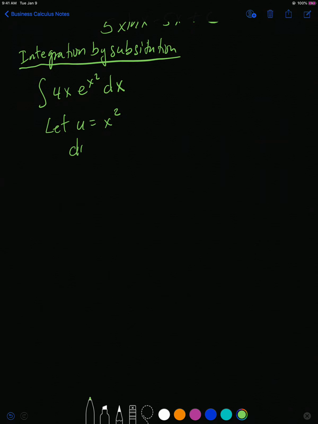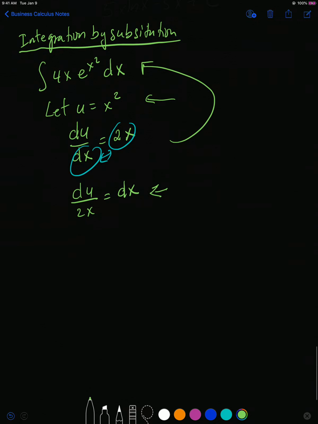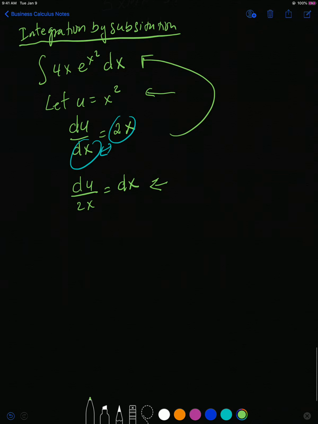We find the derivative, du dx, which is going to be equal to 2x. We solve for dx, which means that these two things right here switch places. And so you would have then that du divided by 2x is equal to dx. Then we use the first line and the last line, and we substitute them both back into the original problem. After doing so, this should simplify our integration and make our life easier.